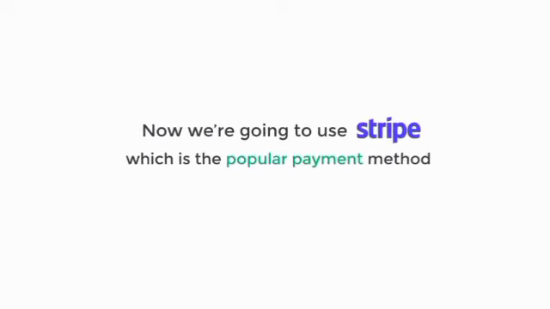Once you're done, now in order to allow your customers to make payment on your app when they purchase a product, you need to set up a payment method. Now we are going to use Stripe, which is a popular payment method. Next, let's see how you can add Stripe payment to your mobile app. So to do that, first you need to create an account on Stripe. Once you create your Stripe account, you will be able to receive payments directly to your bank account when someone purchases a product from your app.